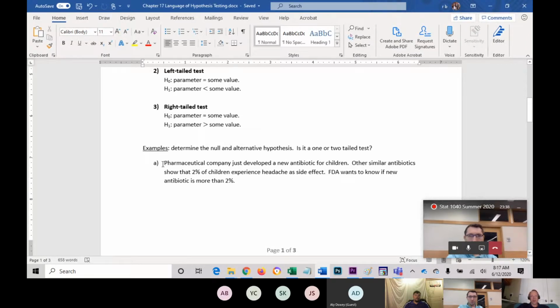I'm going to start picking on you guys right off the bat here. A pharmaceutical company has just developed a new antibiotic for children. Other similar antibiotics show that 2% of children experience headache as a side effect. The FDA wants to know if the new antibiotic is more than 2%. So let's go with the null hypothesis first, or the alternative hypothesis. Now, the first question is, what letter do I pick? Am I going to pick P or mu or sigma or something else?